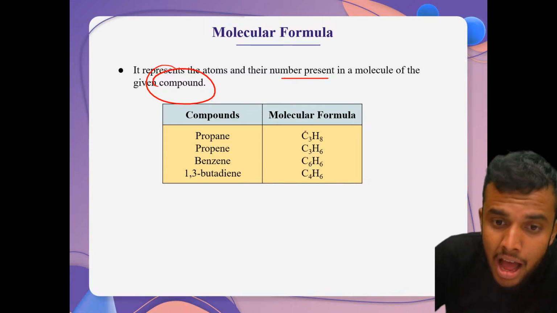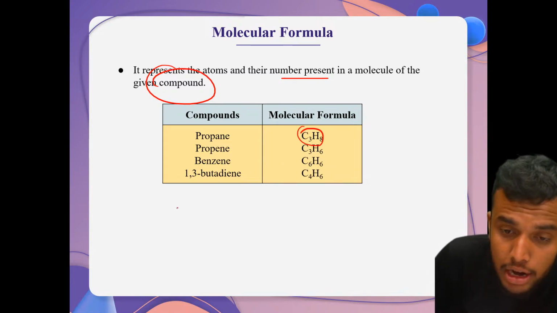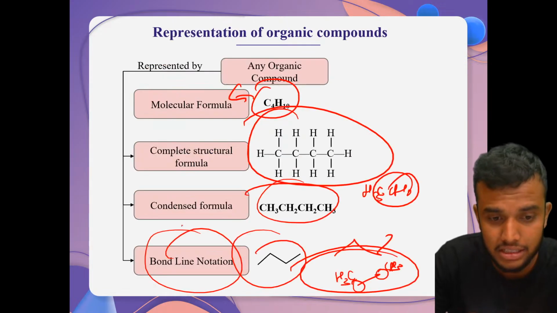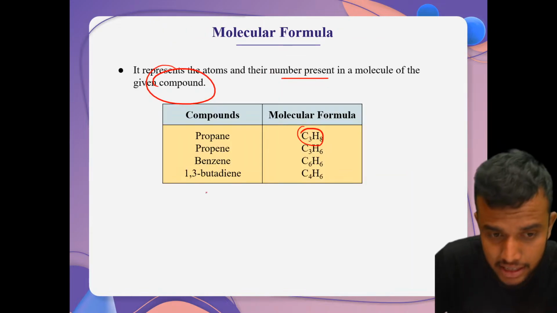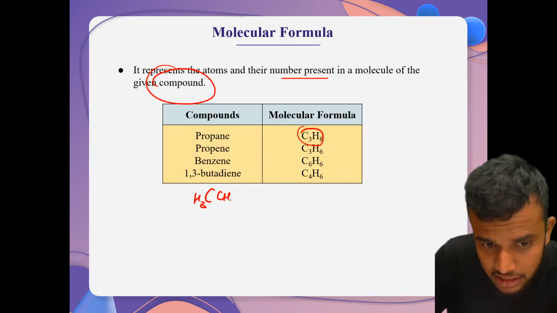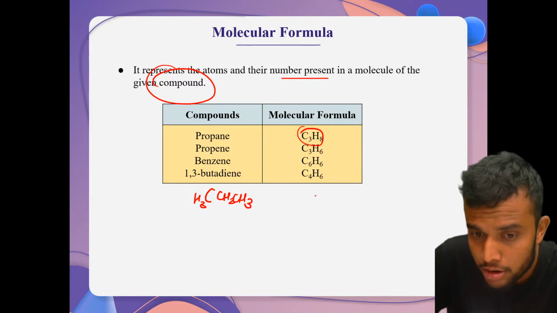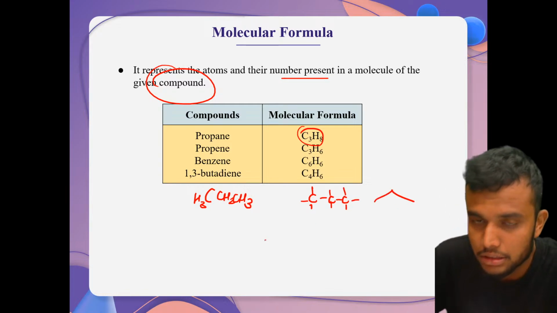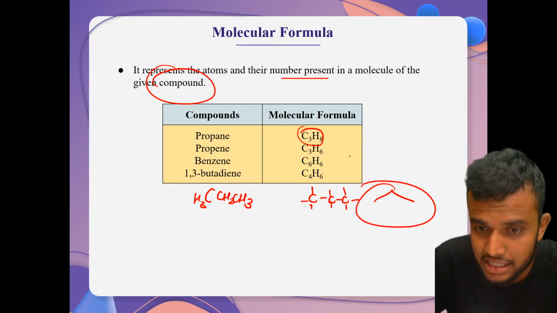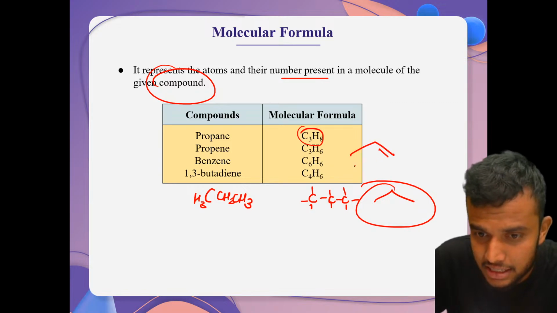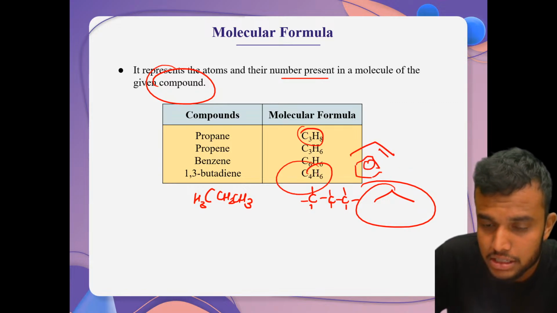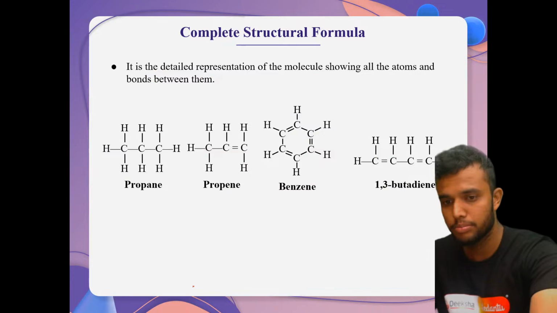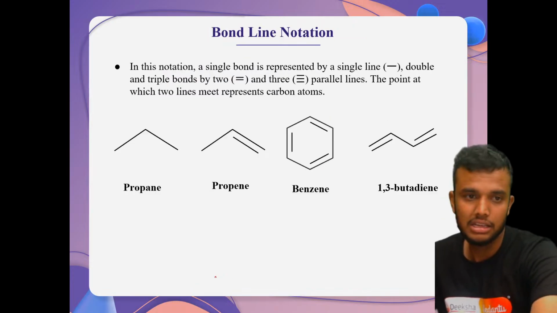Come on, let's try to write the molecular formula. Then let's try to write the bond formula and the condensed formula. C3H8, CH3CH2CH3. This is the structure. The complete structure is this one. The condensed structure is this one. For this, C3H6 with a double bond, and C6H6, the benzene ring, then C4H6, 1,3-butadiene. This is the structure of 1,3-butadiene. Very simple. Yes, propane, yes, these are the notations.